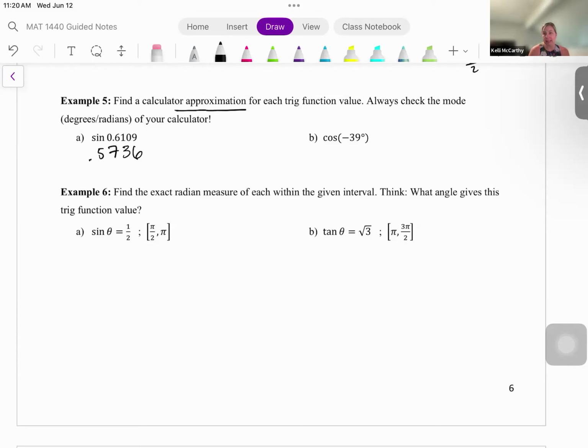And for our next example, if our calculator was in radians, another quick reminder: if we don't have any degree symbol written there, we're going to assume that this is in radians. So in B, because we have that degree symbol, we want to make sure we go ahead and pause, change the mode of our calculator to degrees. And then cosine of negative 39 degrees is 0.7771 approximately.